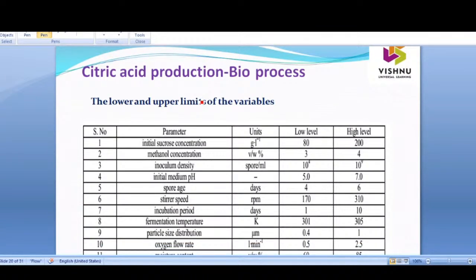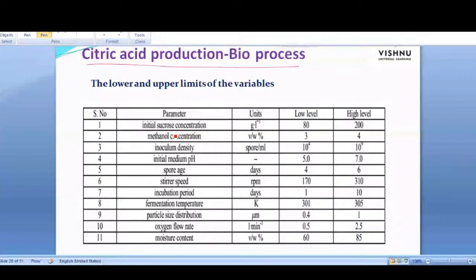Now, as you know, this is the biological process, citric acid production, one of my published papers. This is the table which contains the parameters. There are 11 parameters: sucrose concentration, methanol concentration, inoculum density, pH value, spore age, stirrer speed. Like that, there are 11 parameters. Conducting experiments for all combinations of the 11 parameters is very difficult, so I have selected the low level and the high level values.